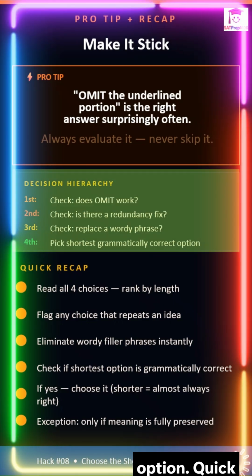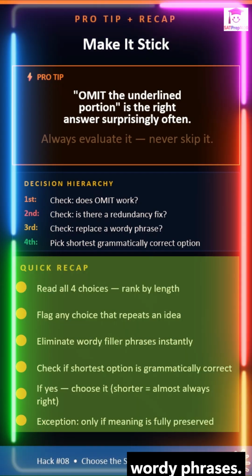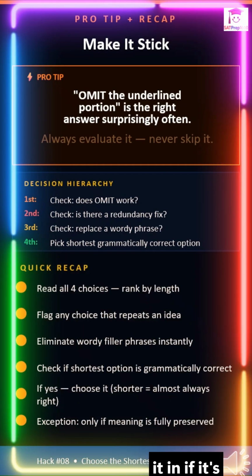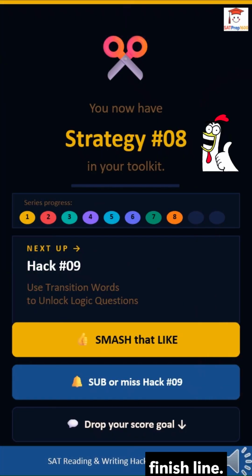Quick recap. Rank choices by length. Flag redundancy. Eliminate wordy phrases. Check the shortest option. Lock it in if it's grammatically sound and preserves meaning. 2 more hacks to go after this one. You're almost at the finish line. That's hack number 8. Choose the shortest, clearest answer. Spot wordiness. Eliminate redundancy. Trust the length. Always check omit.